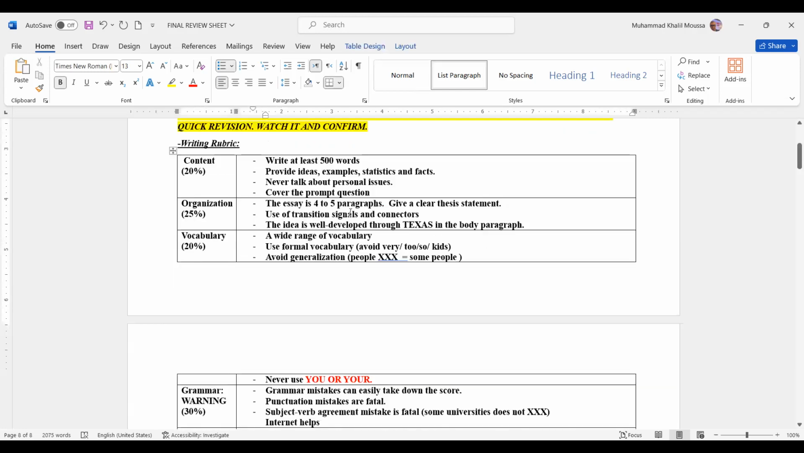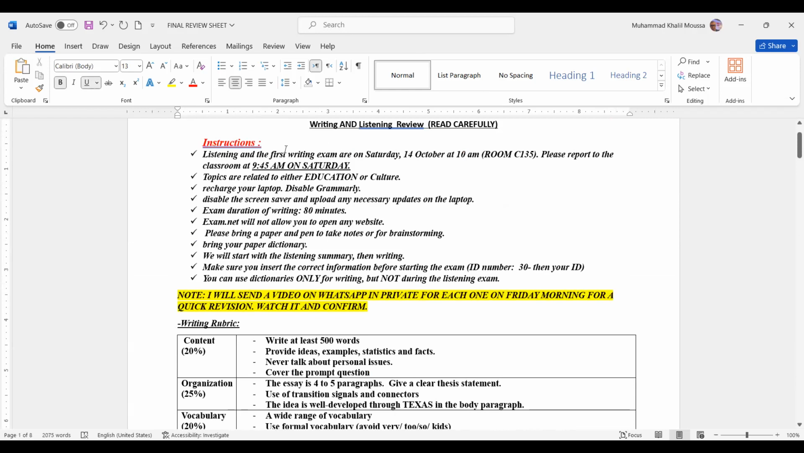I wish you all the best. See you tomorrow, guys, 9:40 a.m. on Saturday, classroom C135. Please bring your dictionaries, your paper dictionary. You can use it in writing only. Don't forget, when you insert your ID, you have to write the section number, then your ID.